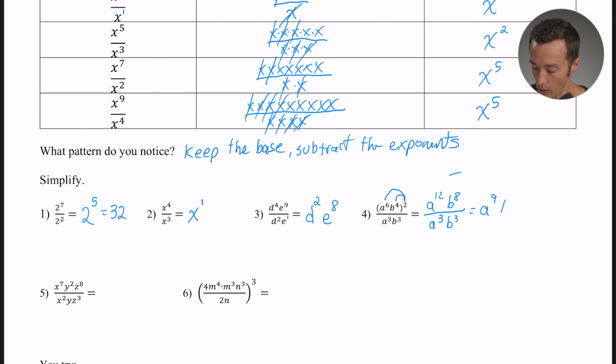And then what would be the exponent on the b's? Well, you just have to subtract those exponents. 8 minus 3 is 5. So a good final answer there is going to be a to the 9th power, b to the 5th power.